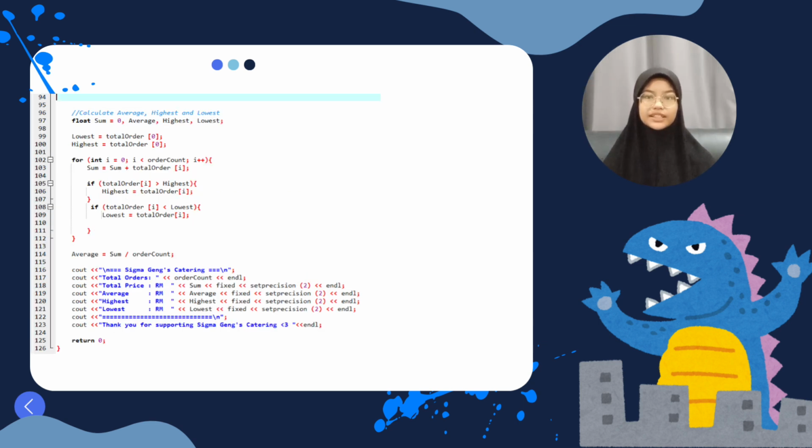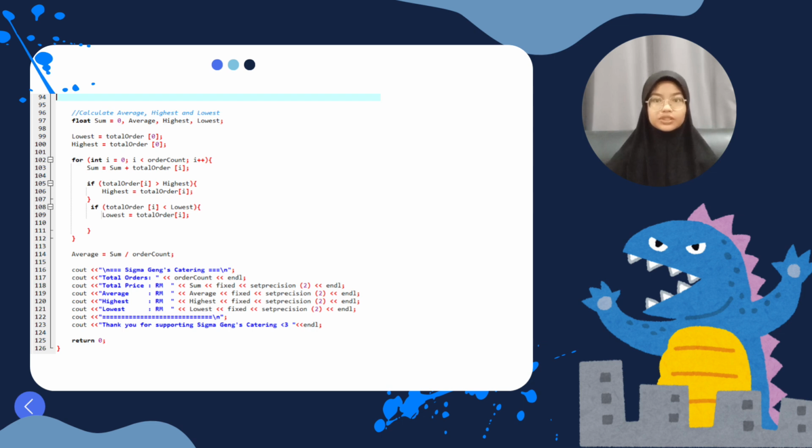Next is to calculate the total price, average, highest and lowest order from a list of customer orders. First, I declare several float variables, which is sum, average, highest and lowest. These are used to store the total price of all orders, the average price, the highest order and the lowest order. Next, I set the initial value of lowest and highest to the first element of the total order array. This is important because we will use this value to compare with the rest of the order.